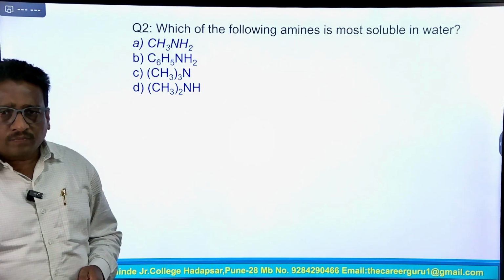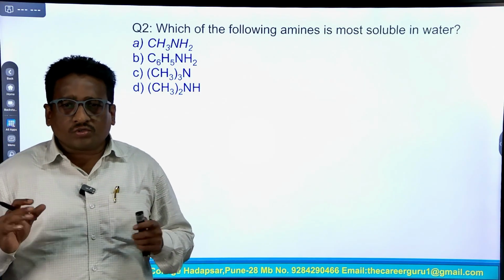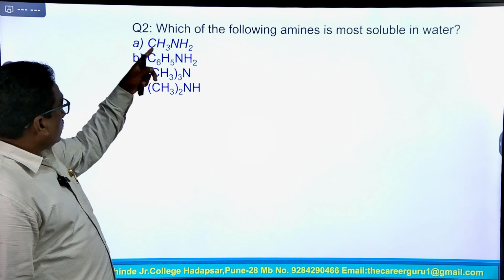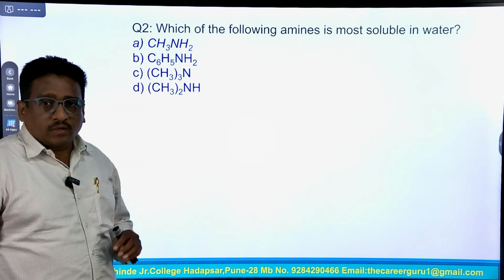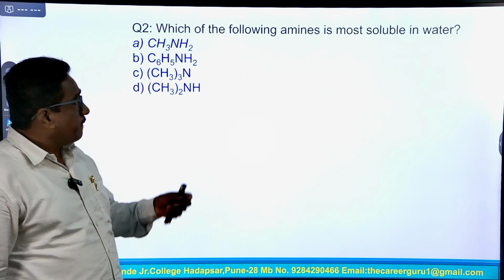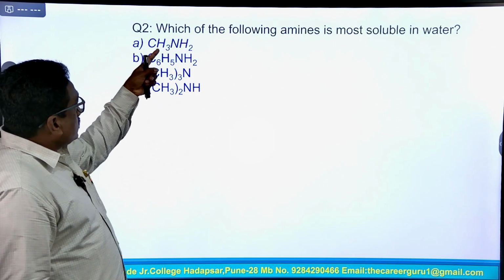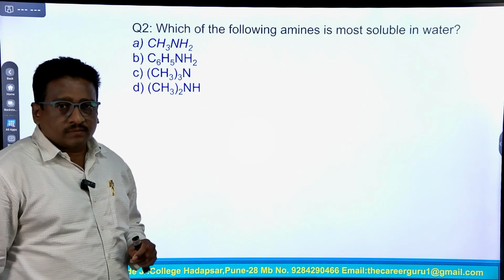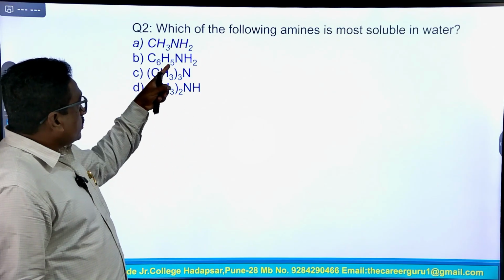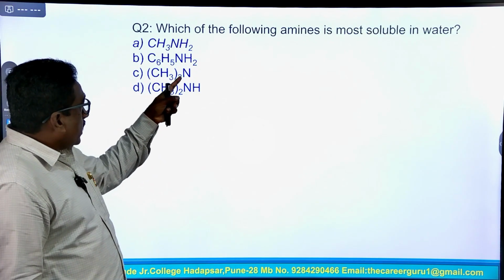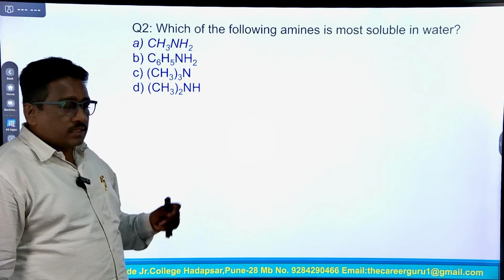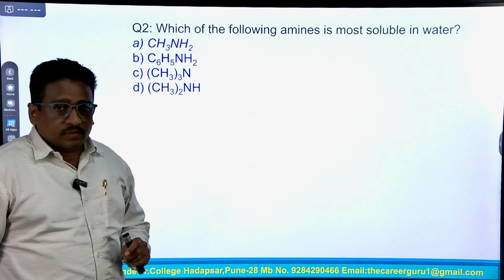Next MCQ, which of the following amines is most soluble in water? These are the four options of amines. Option A, CH3NH2, means primary amine. B, C6H5NH2, means aromatic amine. (CH3)3N means tertiary amine, and (CH3)2NH means secondary amine.